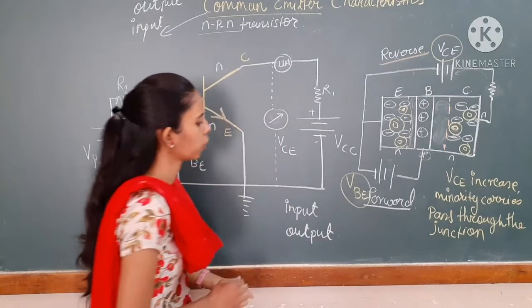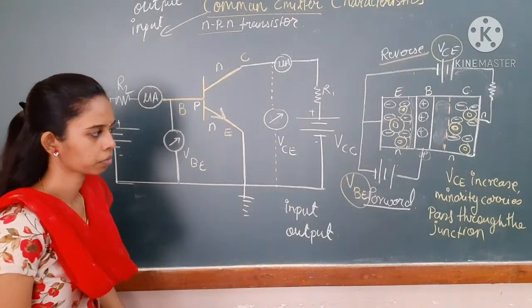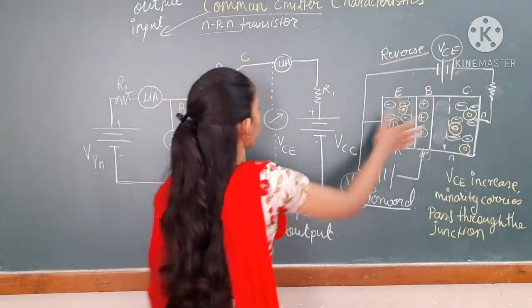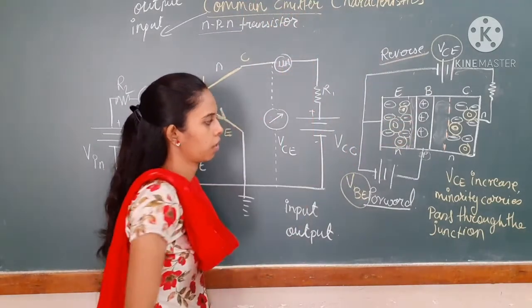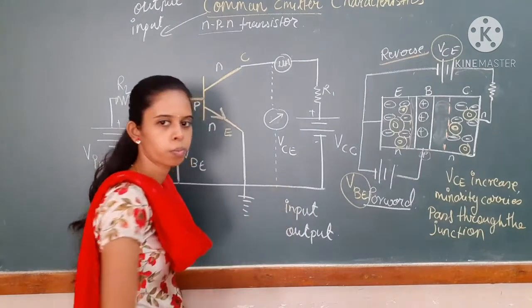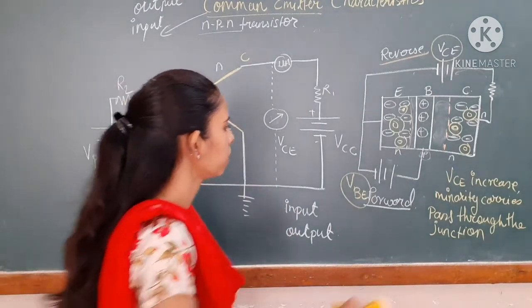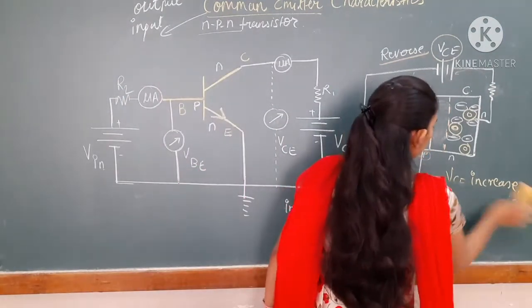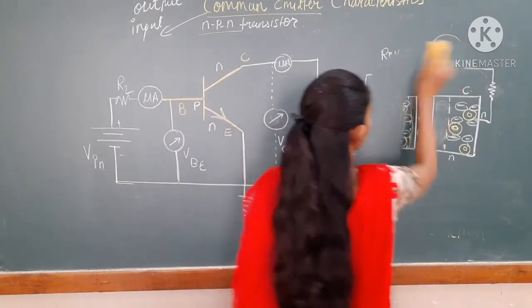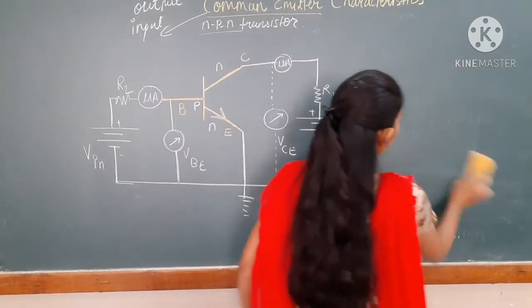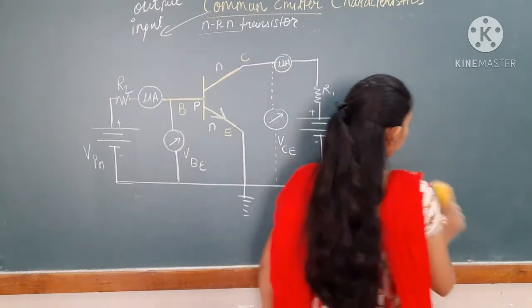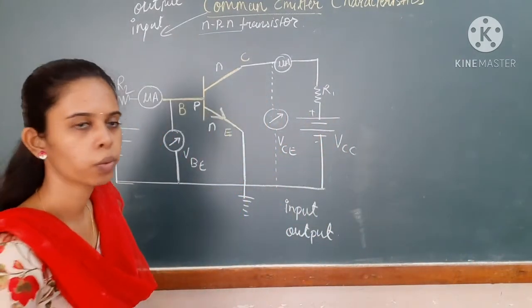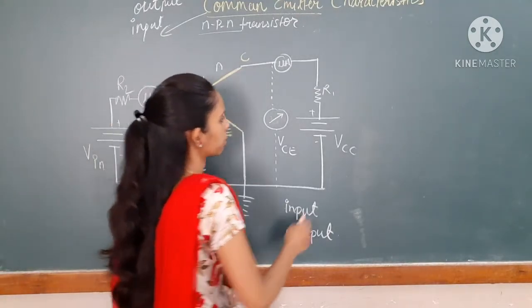Now what do you mean by input and output? This is all the working of the common emitter. This is the working of the common emitter transistor. Now what about the input and output characteristic? Now input and output characteristic we can understand in a better way when we draw the table of VBE, that is input voltage, and the current.